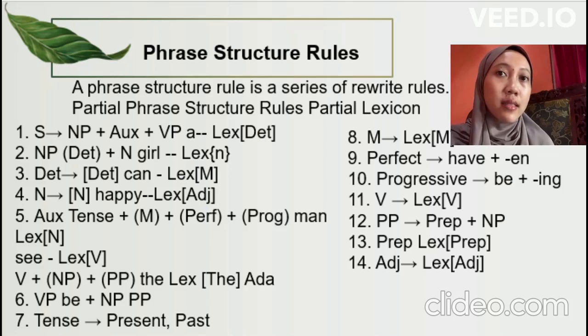7. Tense, present, past. 8. Lex. 9. Perfect, have plus en. 10. Progressive, be plus ing. 11. V, lex V. 12. PP, prep plus NP. 13. Prep, lex prep. 14. Adjective, lex adjective.